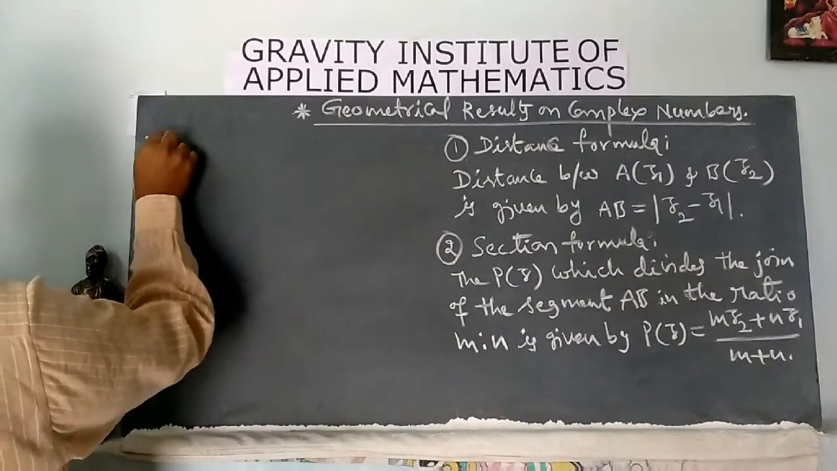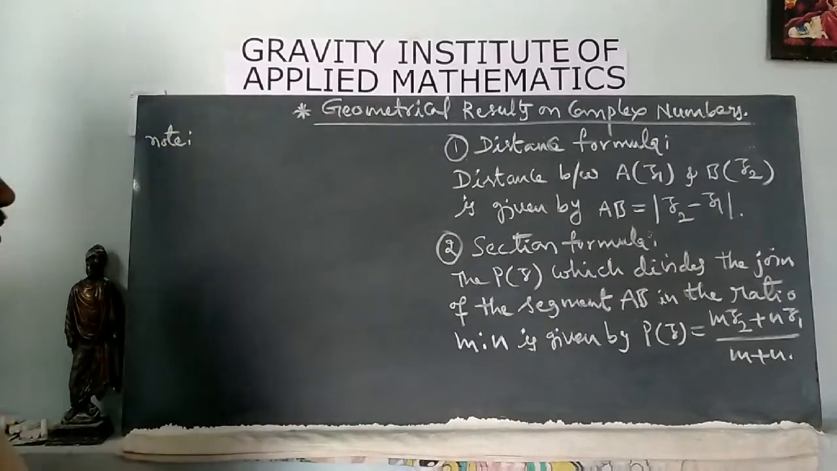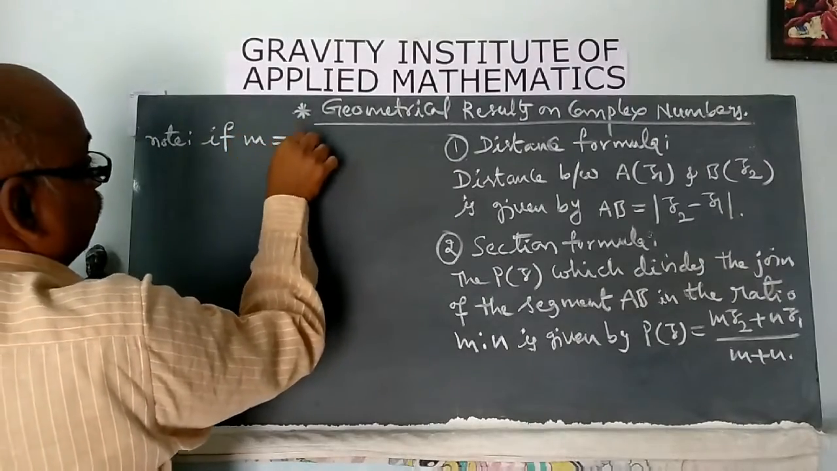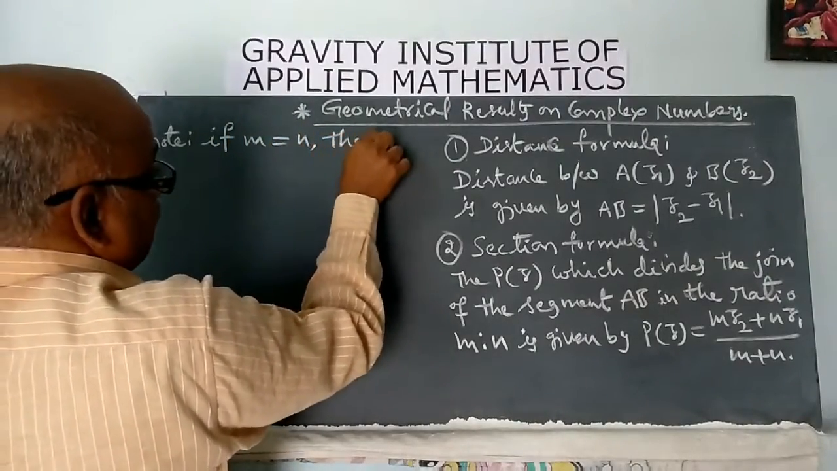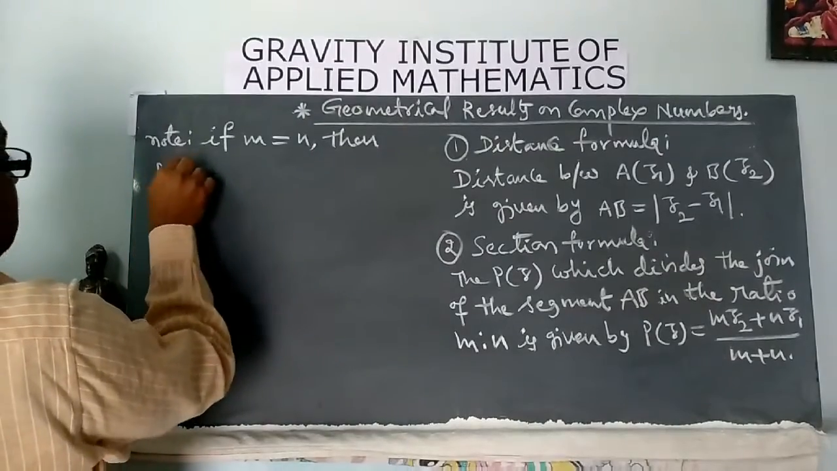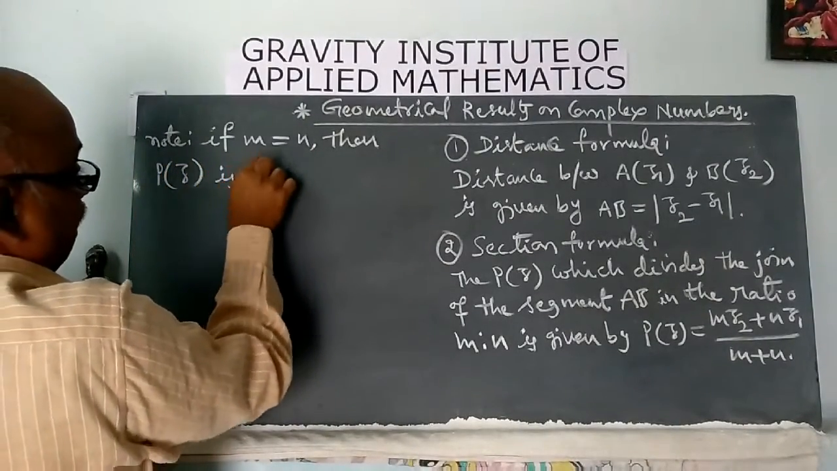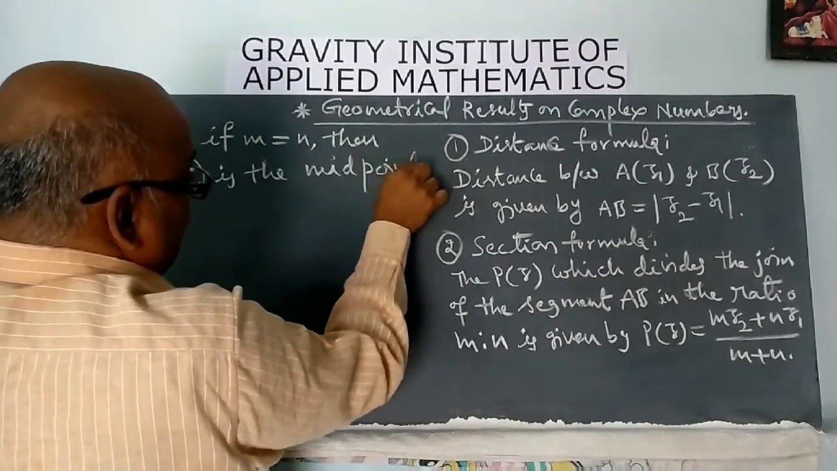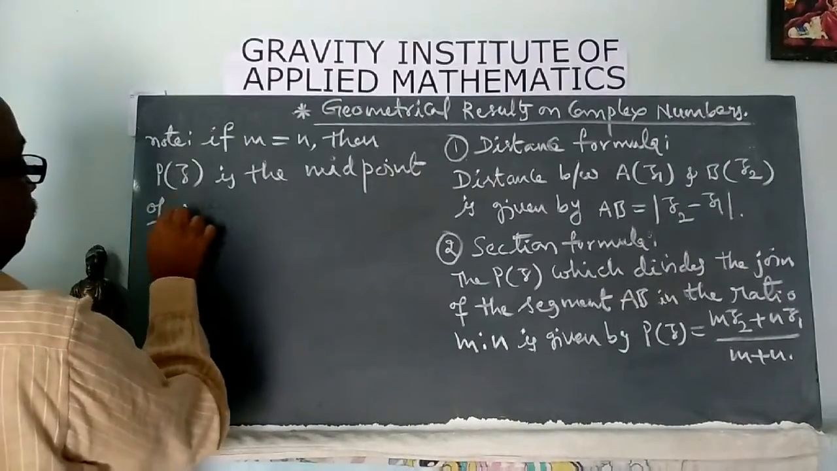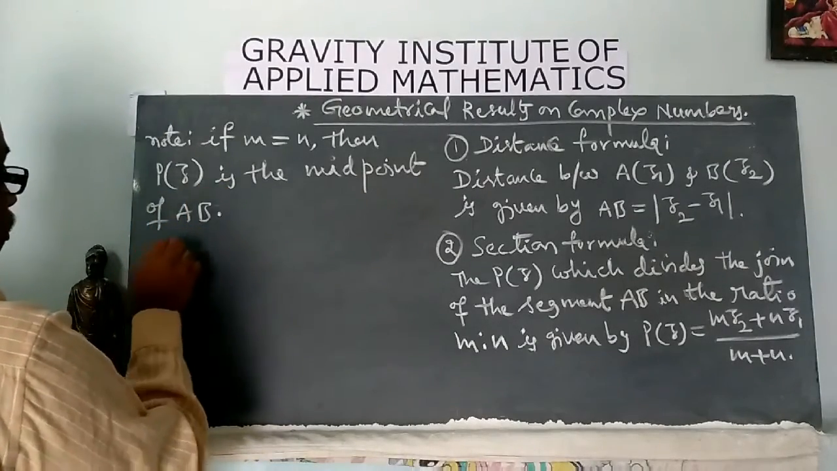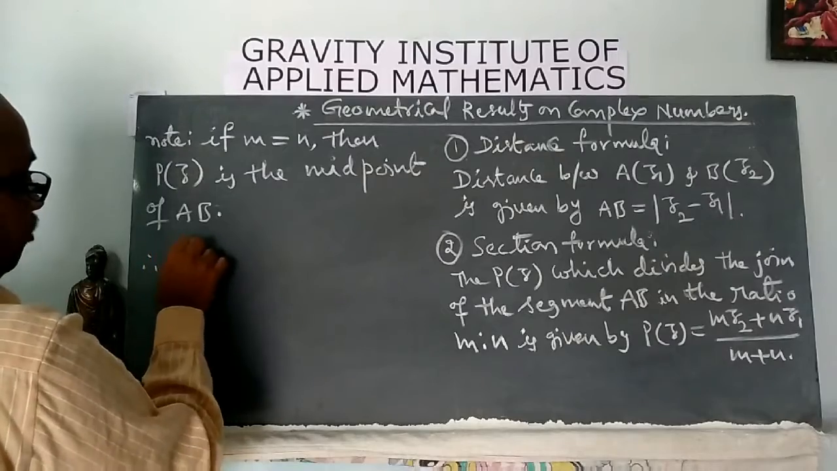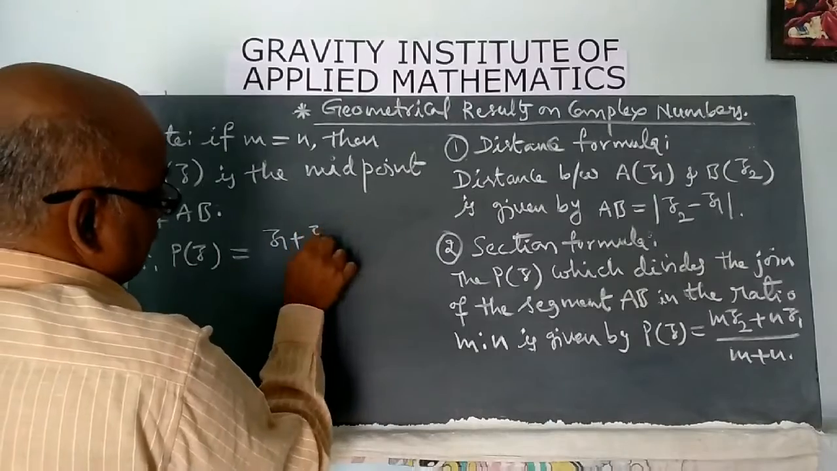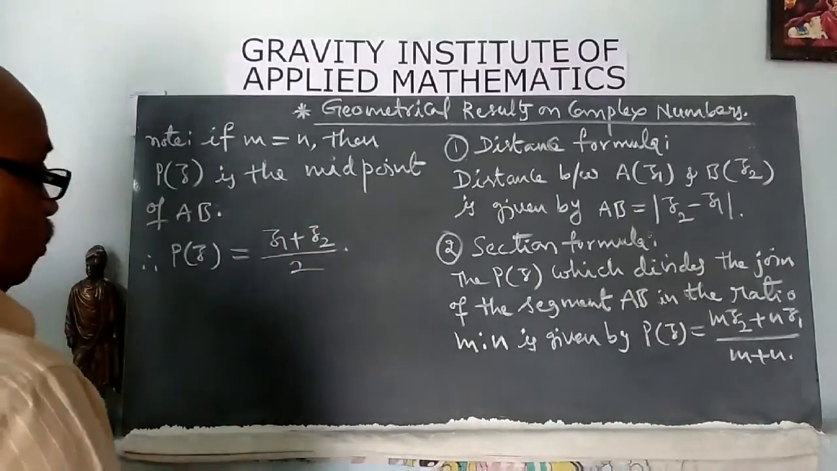Note, if M is equal to N, then P of Z is the midpoint of AB. Therefore, P of Z is equal to Z1 plus Z2 by 2.